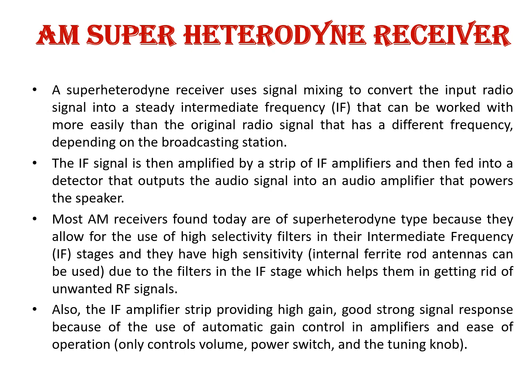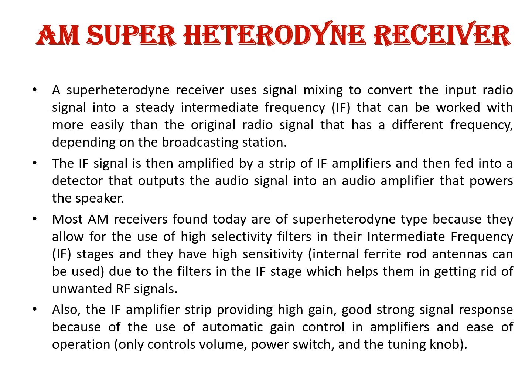That can be worked with more easily than your original radio signal, which has a different frequency depending upon the station of the broadcasting. The intermediate frequency, that is the IF signal, is then amplified by a strip of amplifiers, that is more than one IF amplifier. Then the output of this amplifier is fed into the detector circuit, where the output is obtained from the input of IF. Then finally it is amplified by the audio amplifier, and that amplified output is given to the speaker.